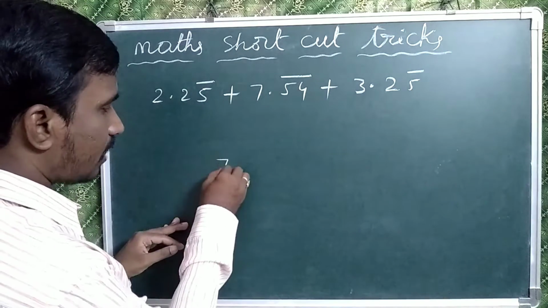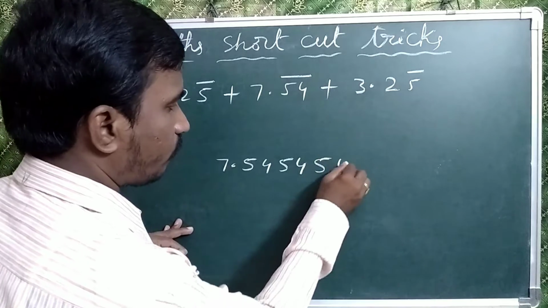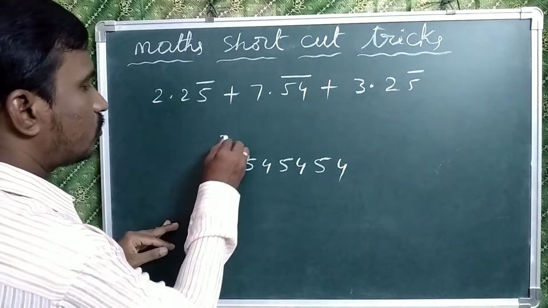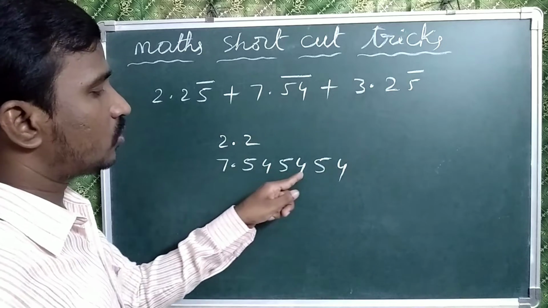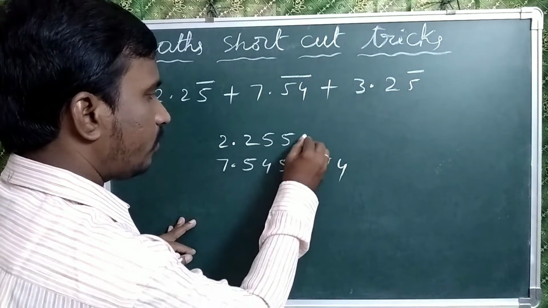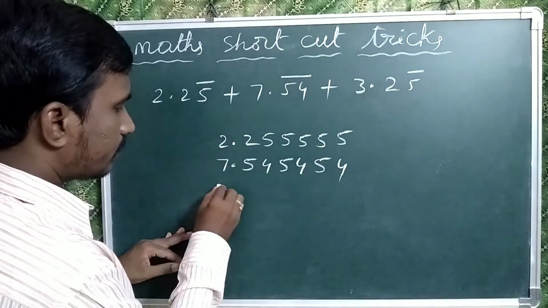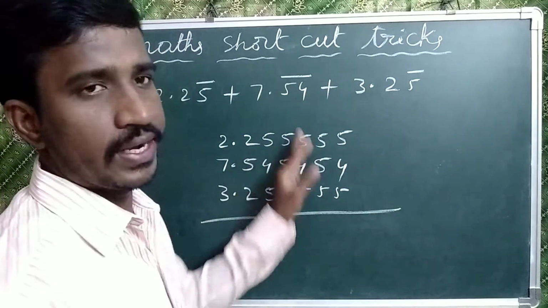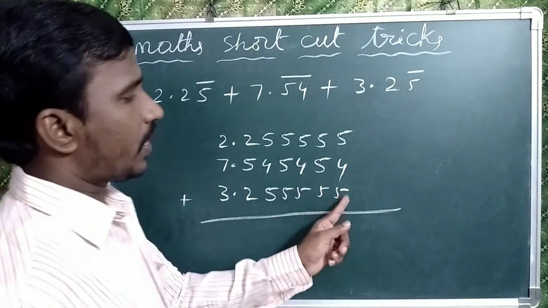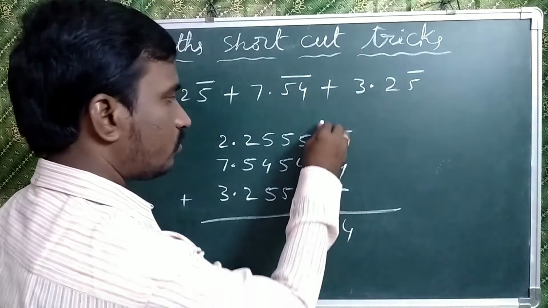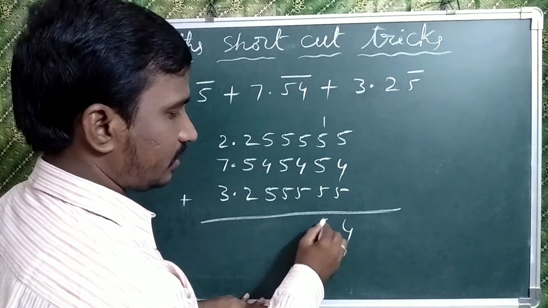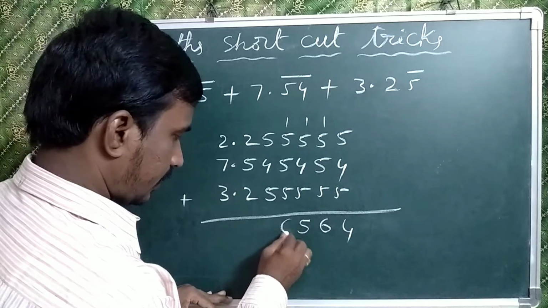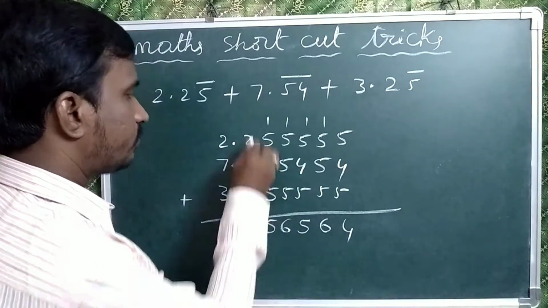Now, suppose we write 7.545454 three times. Here also write three times. But 2.25 is repeated five times, 5, 5, 5, 5, 5. And 3.25 bar means five times as well. All are plus, so add them. 5 plus 5 is 10, plus 4 is 14, write 4 and carry 1. Three 5s are 15 plus 1 is 16, write 6 and carry 1. Three 5s are 15, write 5, carry 1.